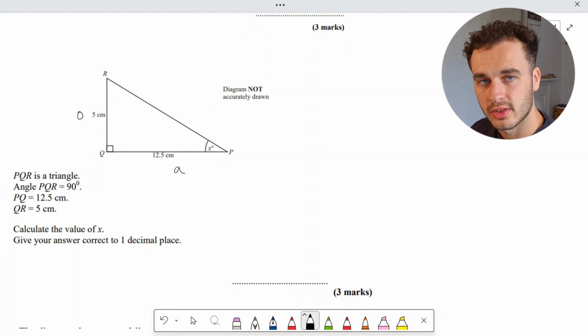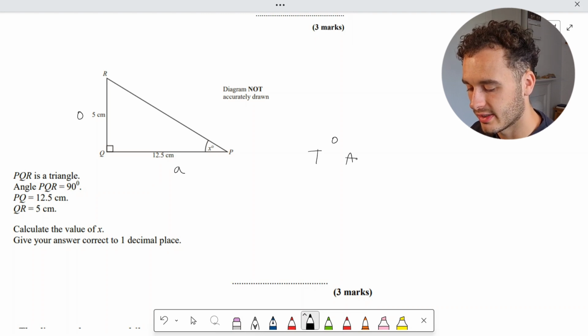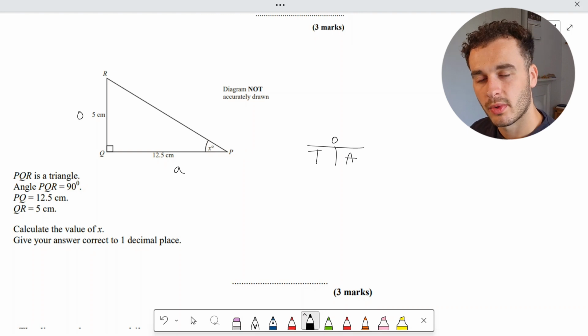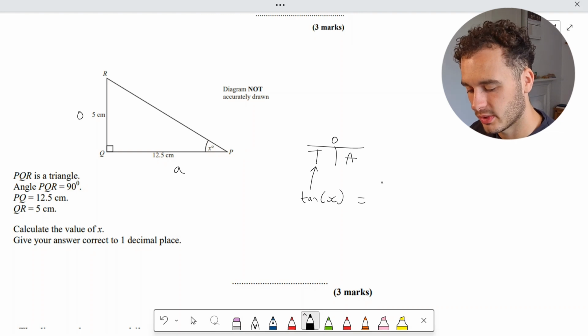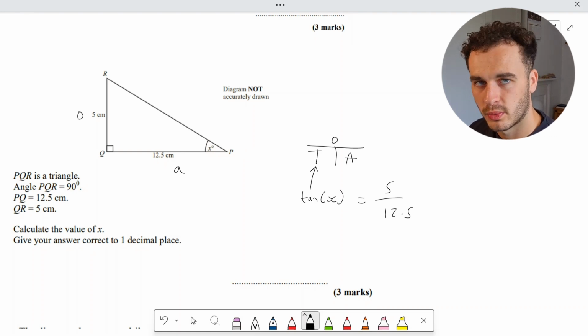So what triangle are we going to use? SOHCAHTOA. We're going to use TOA because that is what has O and A. So in this case, what are we finding? Well, we're actually finding tan of the angle. So tan x is opposite over adjacent, which is 5 over 12.5. But the problem is we don't want tan x, we just want x.